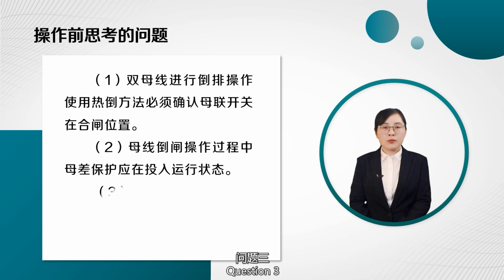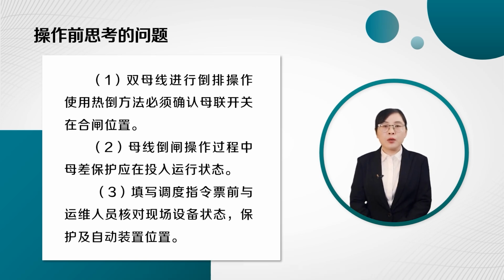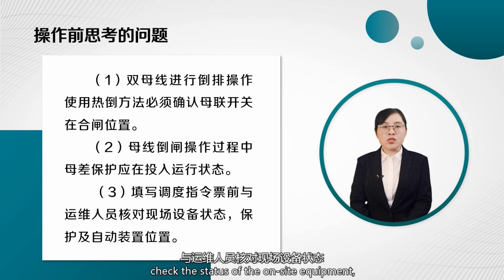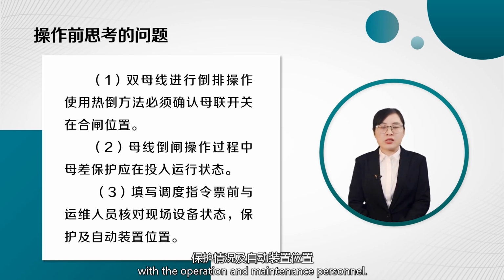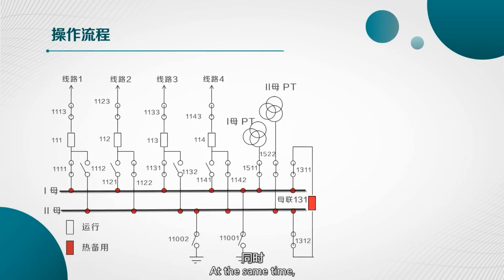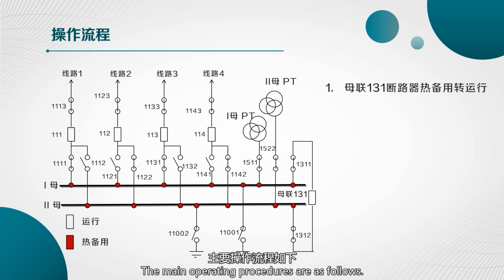Question 3. Before filling out the dispatching designated ticket, check the state of on-site equipment, the protection situation, and the location of the automatic devices with the operation and maintenance personnel. At the same time, focus on the above 3 questions during operation. The main operating procedures are as follows.